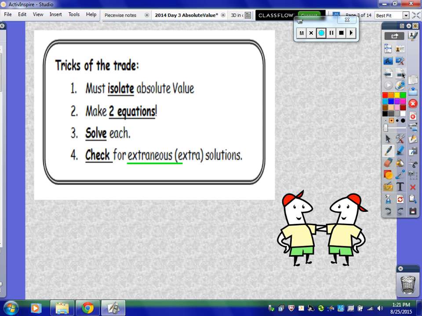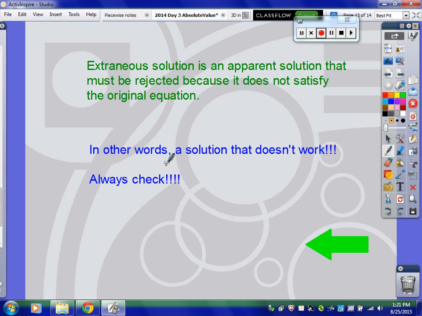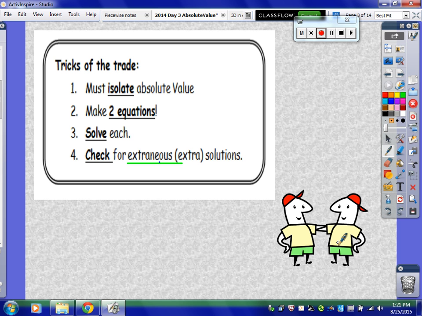Hopefully from your geometry or your Algebra 1 days, you remember an extraneous solution is an apparent solution that must be rejected because it does not satisfy the original equation. You always have to go back to the original equation when you check for extraneous solutions. In other words, it's a solution that doesn't work. So we always have to check. Absolute values can give us extraneous solutions, and that's something you have to add to your memory banks. So these are the steps we're going to follow.